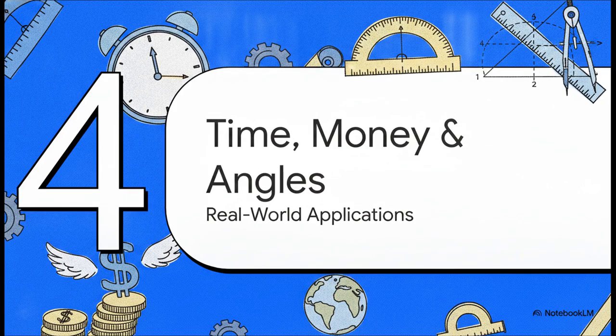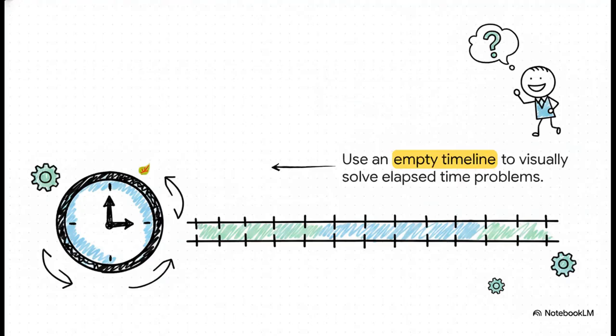Section 4. Time, money, and angles. Let's apply these foundational concepts to everyday life, starting with time. Time is incredibly tricky for learners because it's not a physical object you can hold in your hand. But using an empty timeline for elapsed time brilliantly solves all that cognitive heavy lifting. Instead of relying on really confusing clock arithmetic where base 60 suddenly meets base 10, students can physically jump along the empty timeline, marking hours and minutes in a way that just makes logical, visual sense.